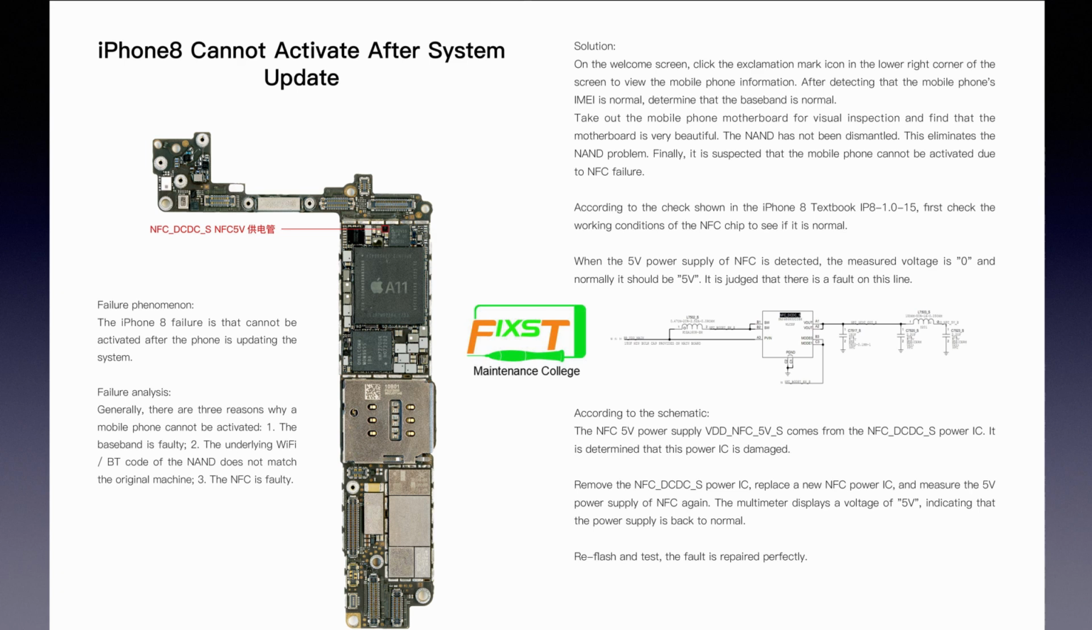This phone cannot be activated after the system upgrade. Before this case, we know that there are 3 reasons why a phone cannot be activated. First is that the Wi-Fi and Bluetooth address number of the NAND does not match the phone. The second is a baseband problem, and the third is an NFC problem. So the first step of the solution is also the same. We check whether the IMEI number is normal or not. This phone's IMEI number is normal, which shows that the baseband is normal.